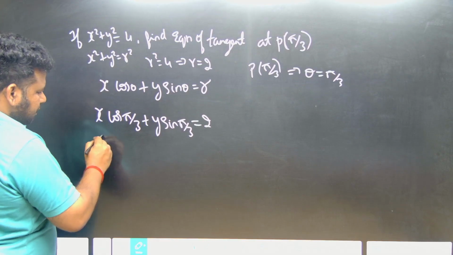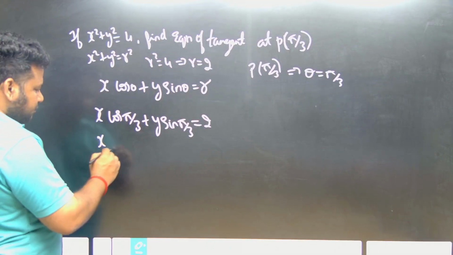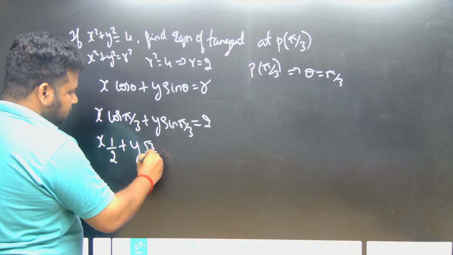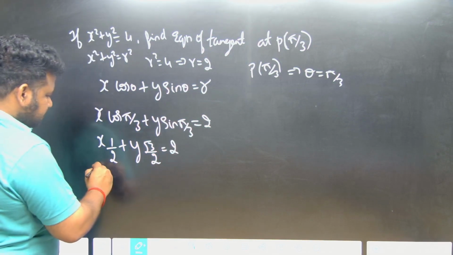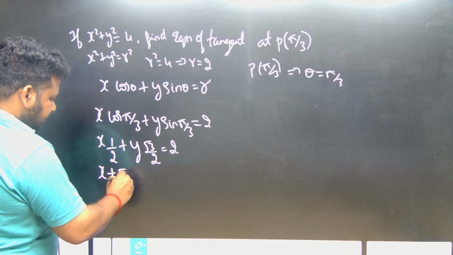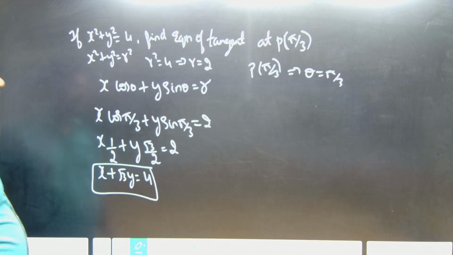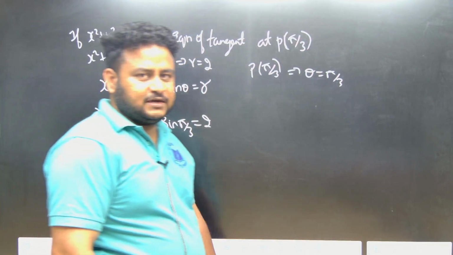Now x into cos pi by 3 is what? Cos 60 is 1 by 2, so x into 1 by 2. Y into sin 60, root 3 by 2, is equal to 2. So what we can write is x plus root 3 y is equal to 2 into 2, that is 4. This is the equation of the tangent to the circle at the point P of pi by 3.